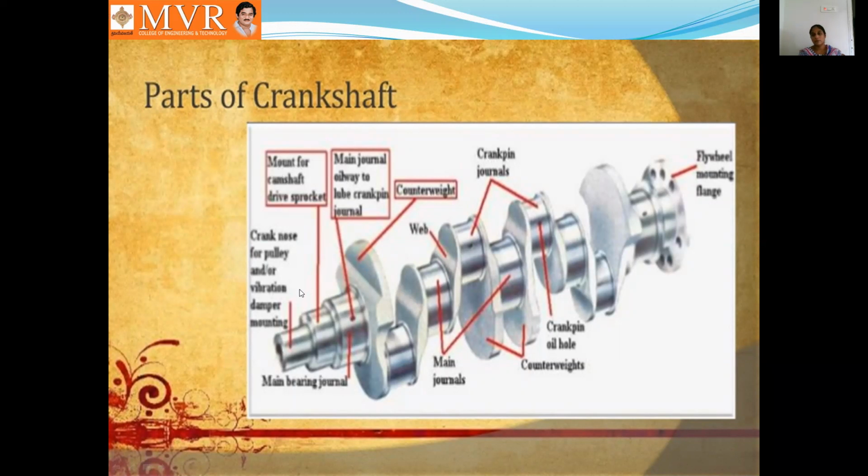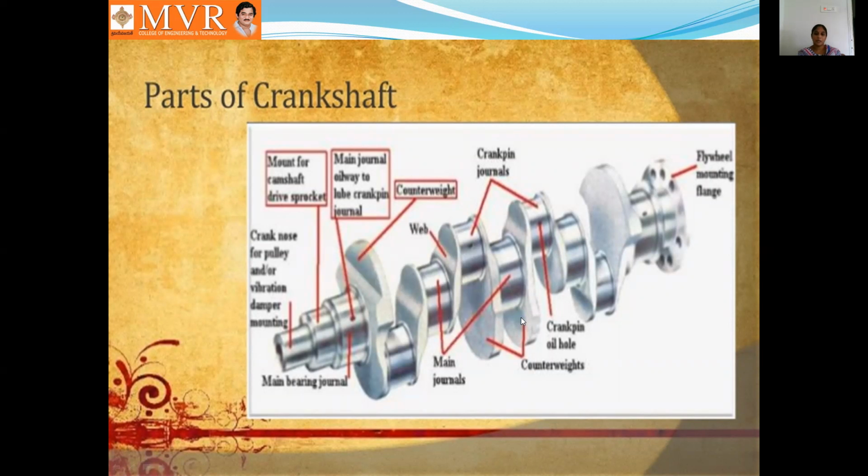In the crankshaft, the crank pin and also the web flange are developed in that crankshaft only. Okay, this is the web. Web is where the four different types of parts will be rotated. That part is called the web. This is the main journal.